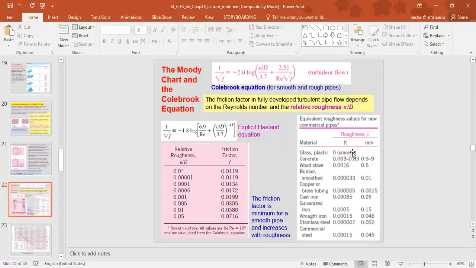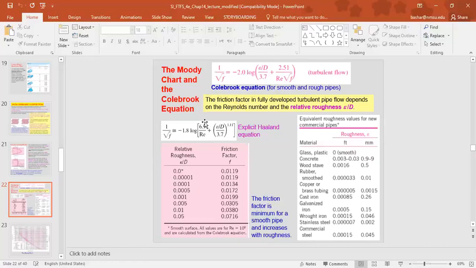Roughness here, epsilon, has length units. So here it's given in either feet or millimeters, which you need to pay attention to when you get the values for epsilon. Make sure that you get the correct unit system, since it's given in both feet and millimeters. There's an approximate relation to avoid the implicit relation, as we can see here. An approximate relation, which is explicit, is the one proposed by Haaland, which is shown here.